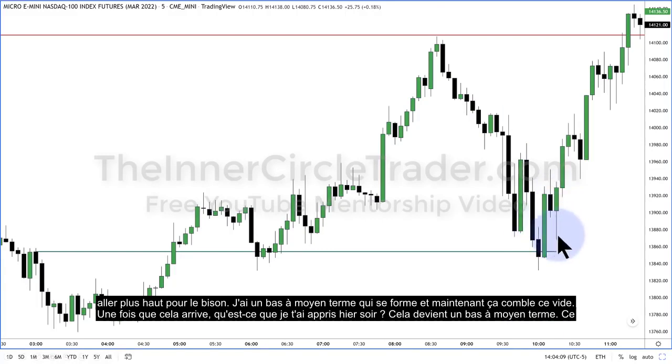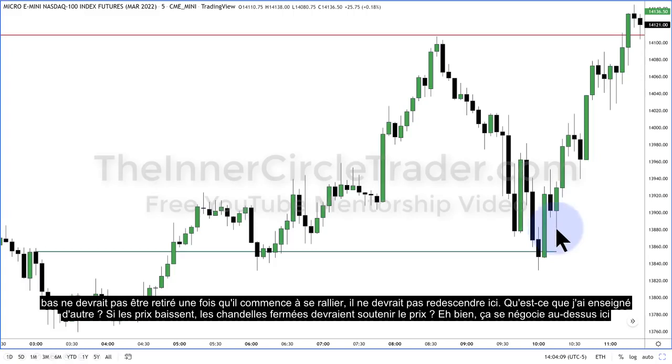I have an intermediate term low forming, and now this, when it fills in that gap, once that happens, what did I teach you last night? This becomes an intermediate term low. This low should not be taken out. Once it starts rallying, it should not come back down here. What else did I teach you? If price is going higher, down closed candles should support price.